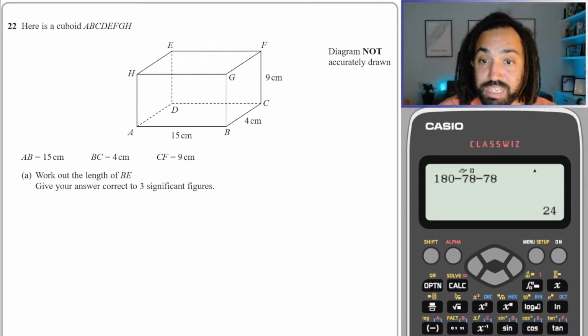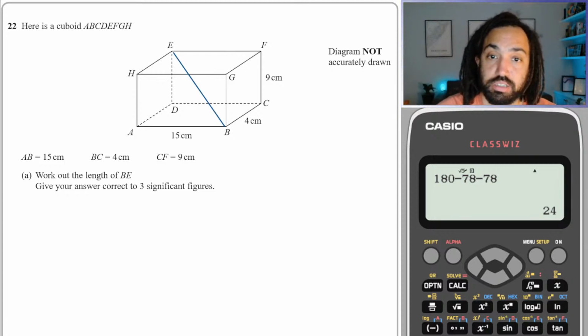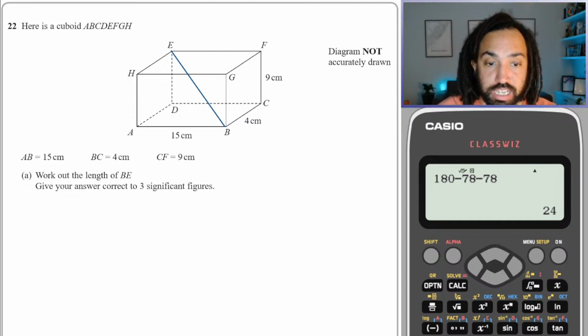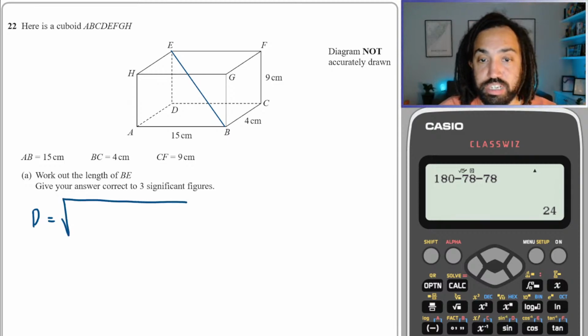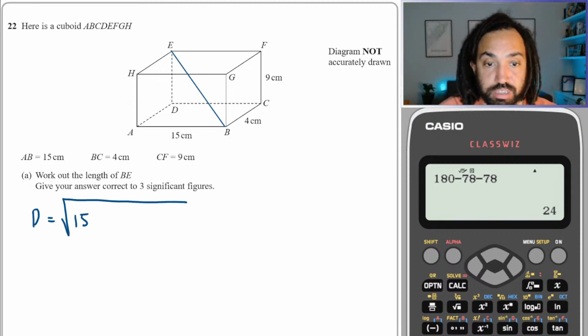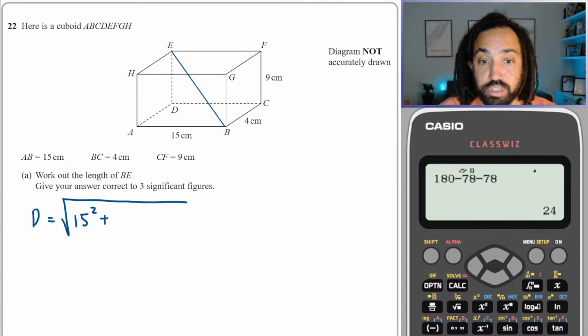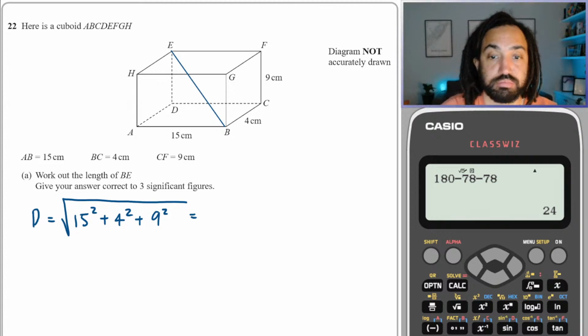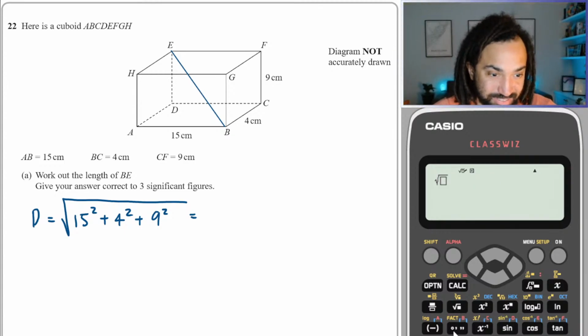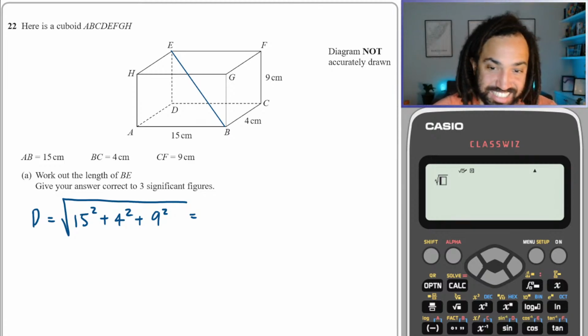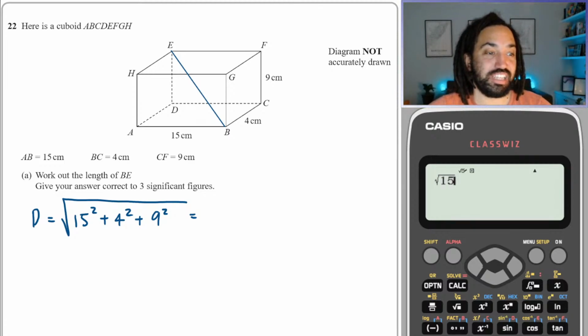Work out the length of BE. Okay, perfect. That is the long diagonal. And I've got a formula for this. To find the long diagonal of a cuboid, you just take all 3 dimensions and you square them and add them together and then you square root. So 15 squared plus 4 squared plus 9 squared. That's simple. That's how you find the long diagonal.